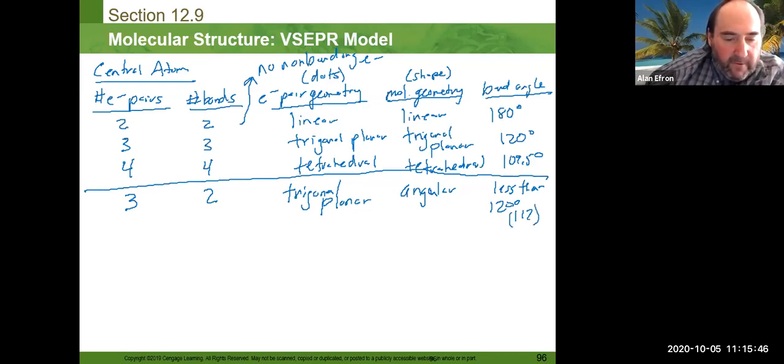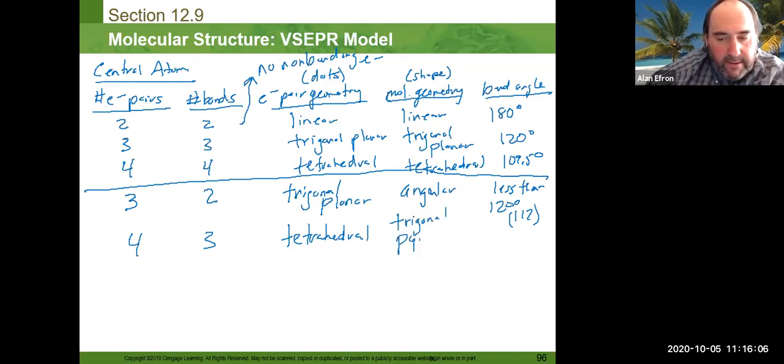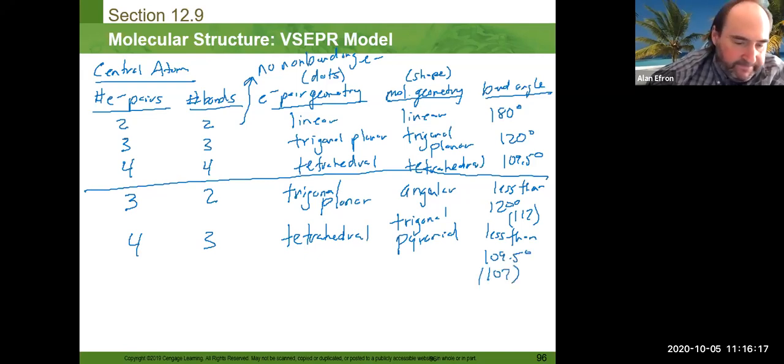When we get 4 electron pairs and 3 bonds, that is going to give us tetrahedral for our electron pair geometry. Again, still 4 electron pairs, but now we have 1 non-bonding electron pair and 3 bonds. That's the one that's going to give us our trigonal pyramid, and that is going to be less than 109.5. That's about the 107 degree one that we saw.